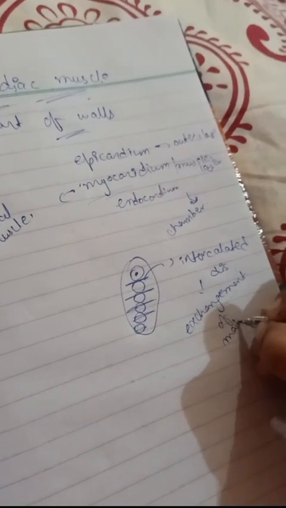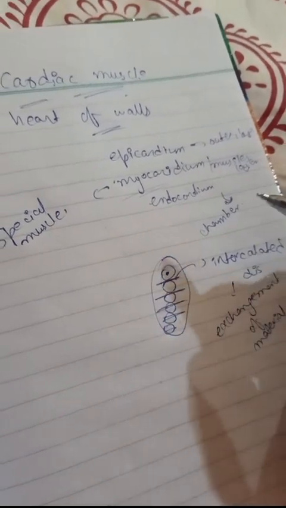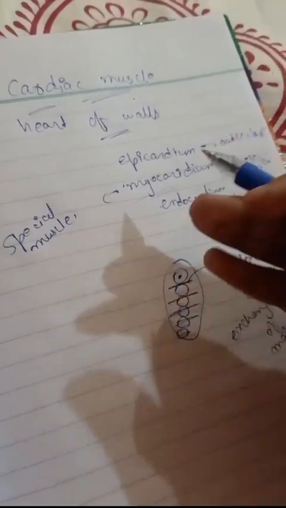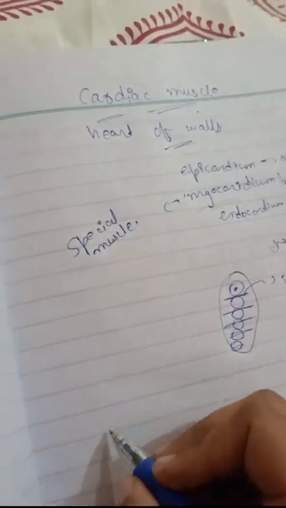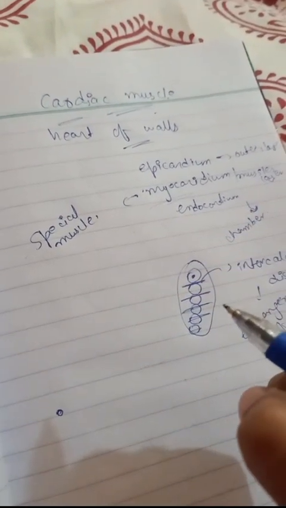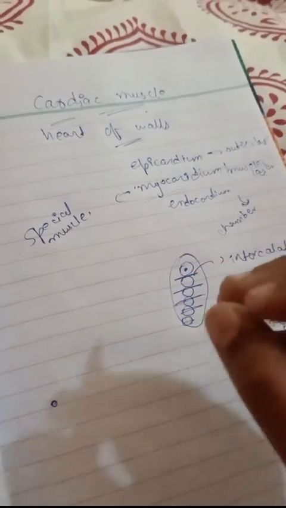Exchange of material occurs here. The impulse can flow and the cytoplasm can be exchanged. If we talk about the cardiac muscle, the cells are basically a combination that works as a single unit chain.